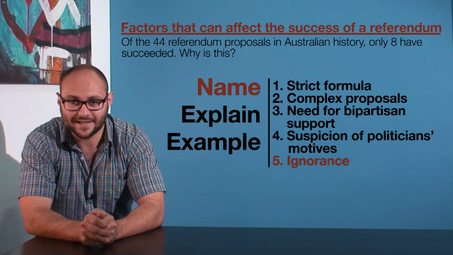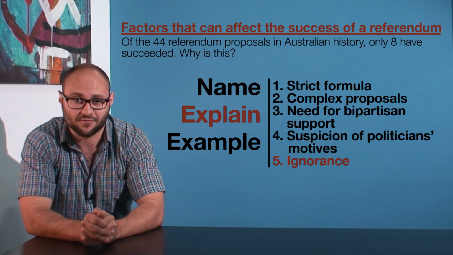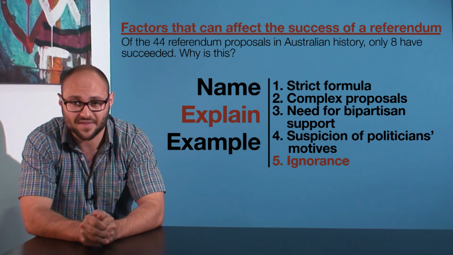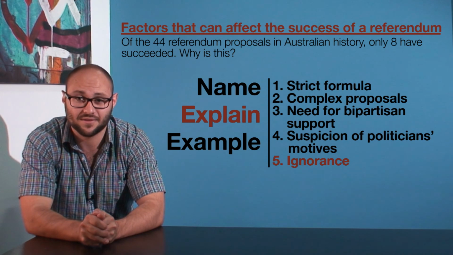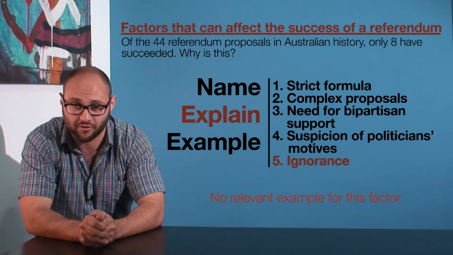Lastly, ignorance may lead the Australian people to vote no on a referendum. If they're not well informed about the proposal, they may fail to see how the change would benefit Australia. They may simply think that the Constitution is currently working well for them.